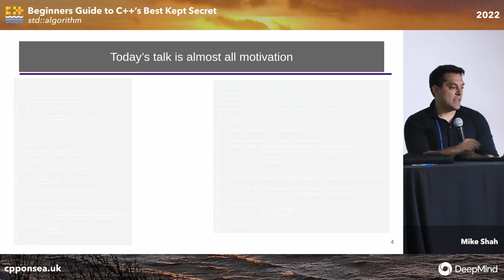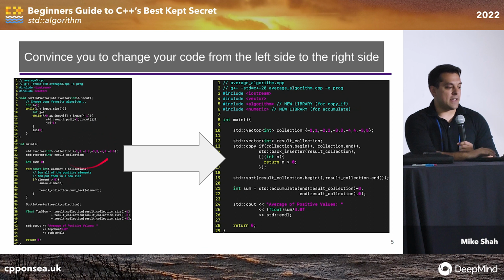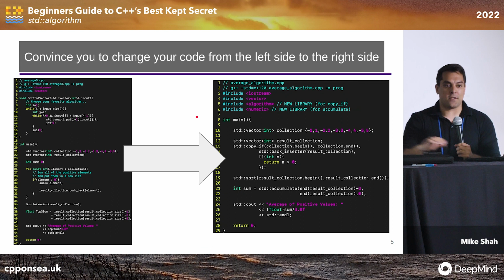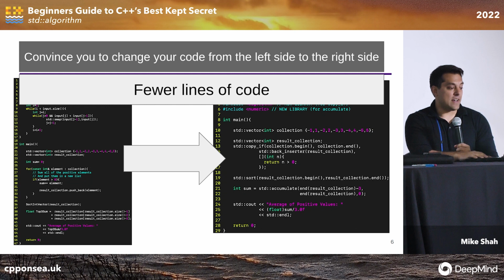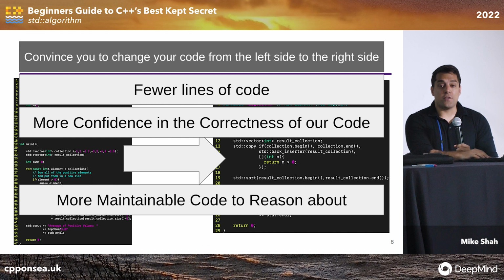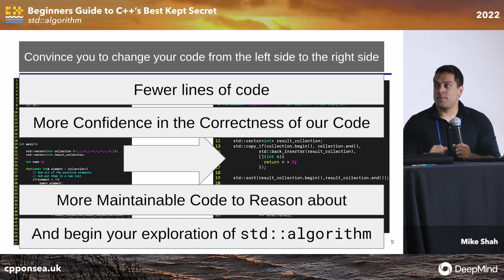So I'm going to try to convince you to take your code, which is on the left side, which we're going to look at, and turn it into something that's on the right side. Immediately you can see, again, I'm not asking you to read all of this right now, there's fewer lines of code on the right side. I'm going to try to convince you we'll have more confidence our code's correct. Our code's going to be more maintainable and easy to reason about. And again, just begin your exploration into standard algorithm.